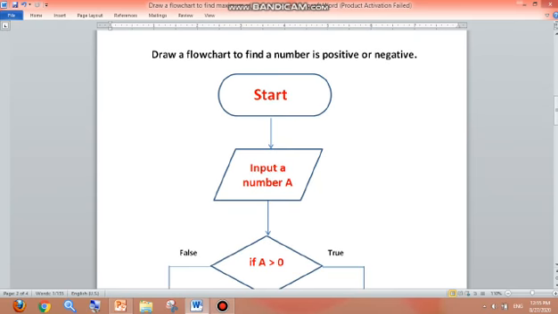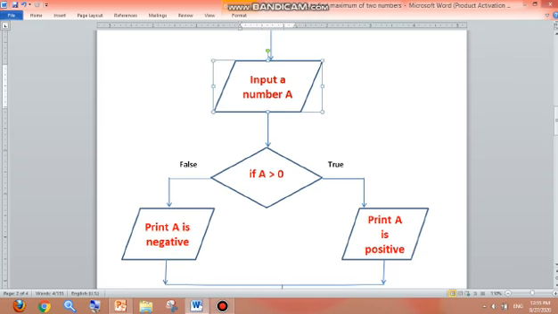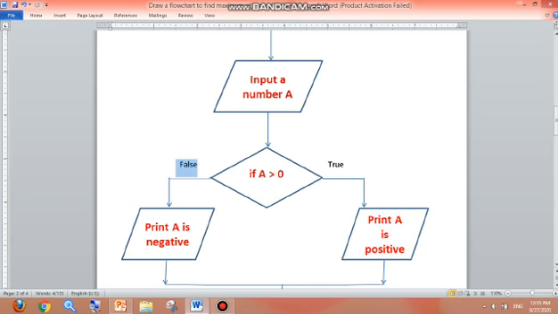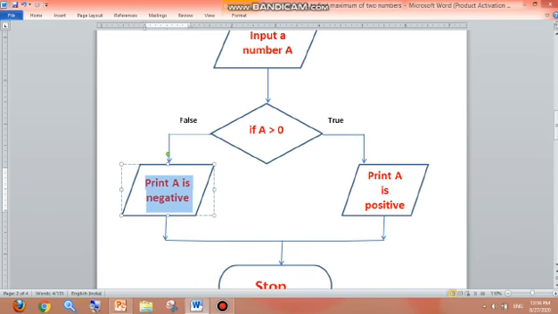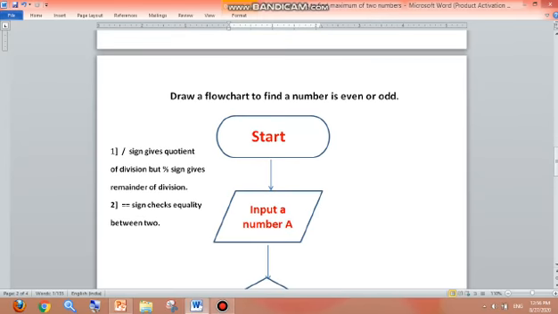Okay, children, we have to input a number and check whether it is positive or negative. We all know that a number is positive if it is greater than 0. Okay, so as you can see, this is the start box, this is the input box to input a number. This is a decision box in which I am checking whether the number is greater than 0 or not. If it is greater than 0, if it is true, then print A is positive, and if it is false, then print A is negative. So easy. In this way, you have to connect both the boxes, and the last box will be stop. Okay, children, let us come to the next flowchart.